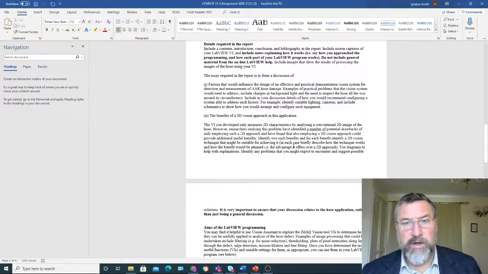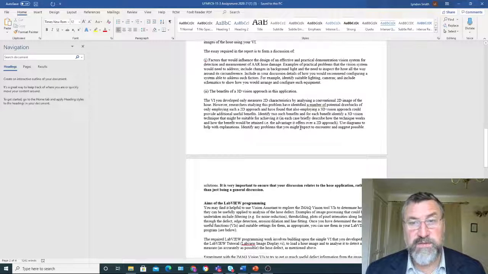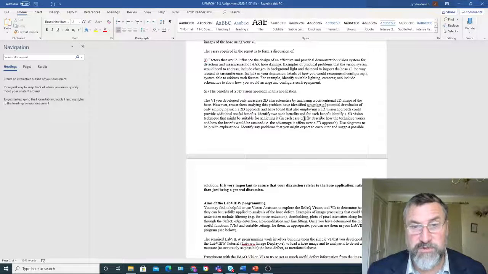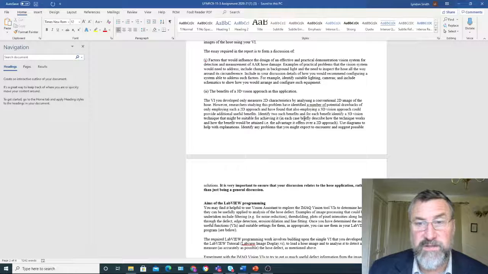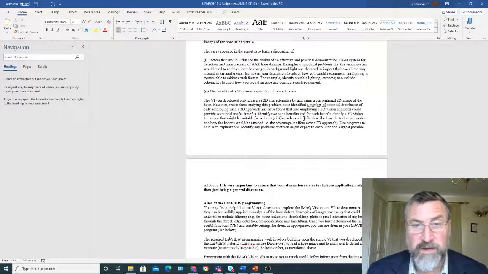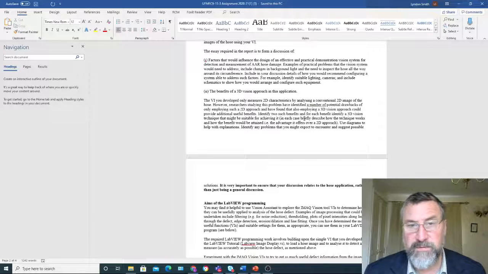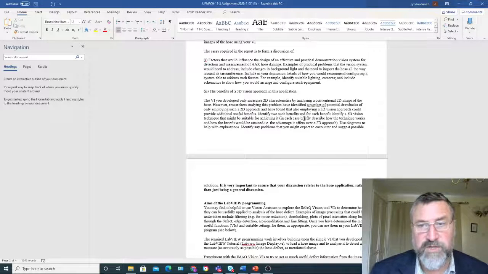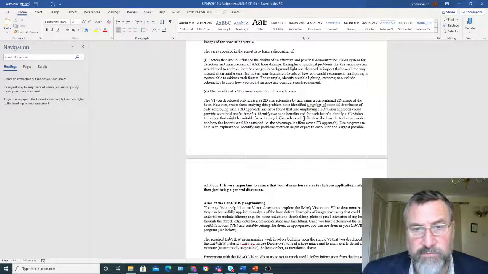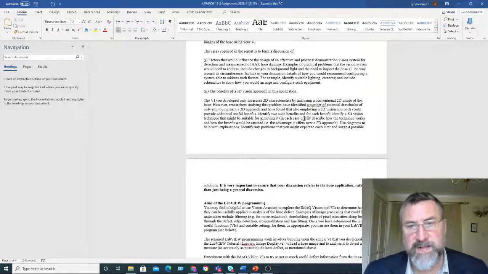Okay, part 2, the benefits of a 3D vision approach in this application. The VI you developed only measures 2D characteristics by analysing a conventional 2D image of the hose. However, researchers studied this problem and identified a number of potential drawbacks of only employing such a 2D approach, and found that also employing a 3D approach could provide additional useful benefits. Identify 2 such benefits, and for each benefit, identify a 3D vision technique that might be suitable for achieving it. In each case, briefly describe how the technique works and how the benefit will be attained, i.e. the advantage it offers over a 2D approach.